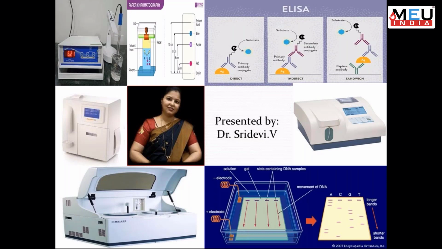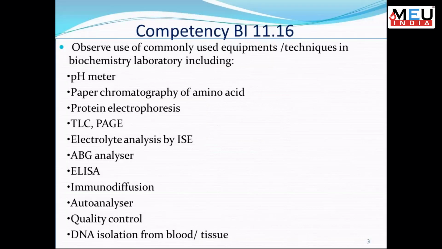The competency BI 11.16 is: observe the use of commonly used equipments and techniques in the biochemistry laboratory, including pH meter, paper chromatography of amino acid, protein electrophoresis, thin layer chromatography, polyacrylamide gel electrophoresis, electrolyte analysis by ion selective electrodes, arterial blood gas analyzer, ELISA, immunodiffusion, autoanalyzer, quality control, and DNA isolation from blood or tissue.